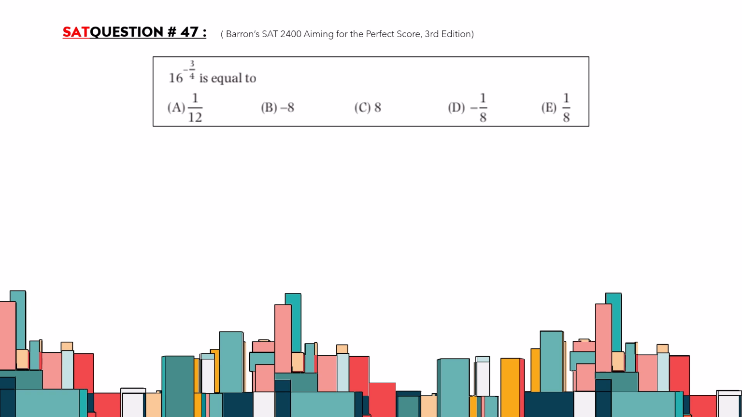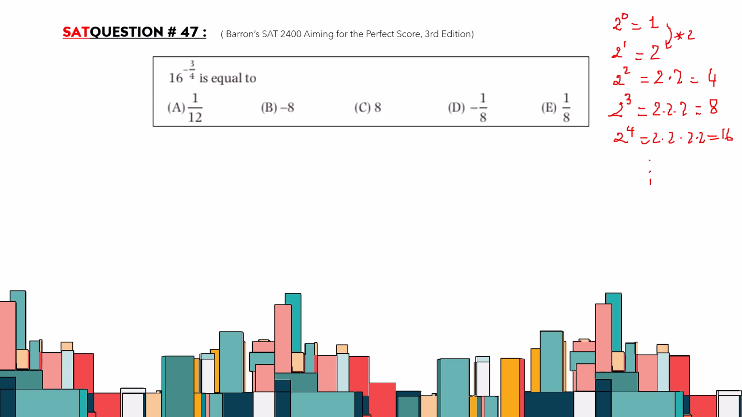I recommend you review the powers of base 2. 2 to the power of 0 is 1. 2 to the power of 1 is 2. 2 to the power of 2 means 2 times 2, that's 4. 2 to the power of 3 is 2 times 2 times 2, that is 8. 2 to the power of 4 is 2 times 2 times 2 times 2, four times, that is 16, and so forth. Every single step we multiply by 2.